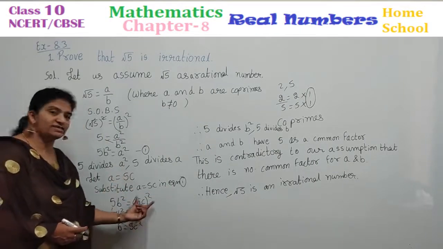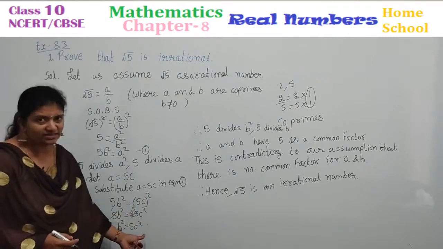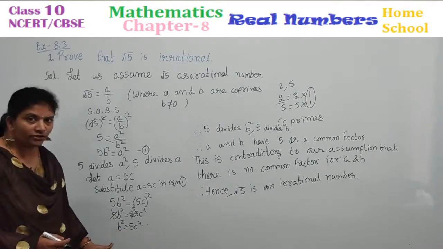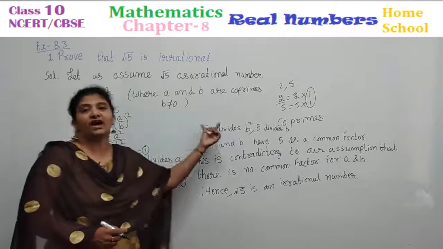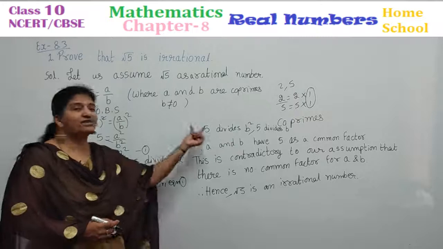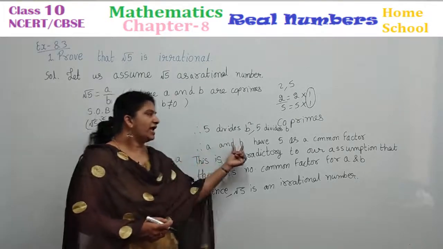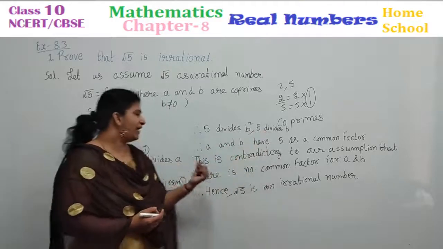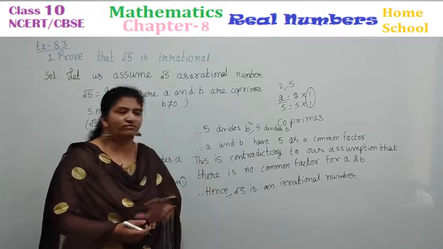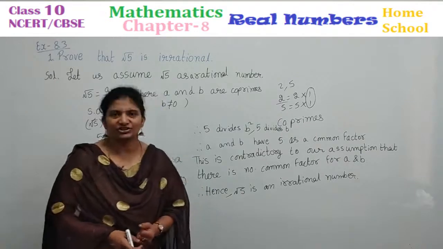Substitute A equal to 5C in equation 1. 5B square is equal to 5C whole square. 5 and 25 cancel here. B square is equal to 5C square. Now I can observe 5 can divide B square. Therefore, according to the theorem, 5 divides B square, 5 divides B. Therefore, 5 is a common factor dividing A and B. Therefore, A and B have 5 as a common factor. This is contradictory to our assumption that there is no common factor for A and B. Therefore, hence root 5 is an irrational number.